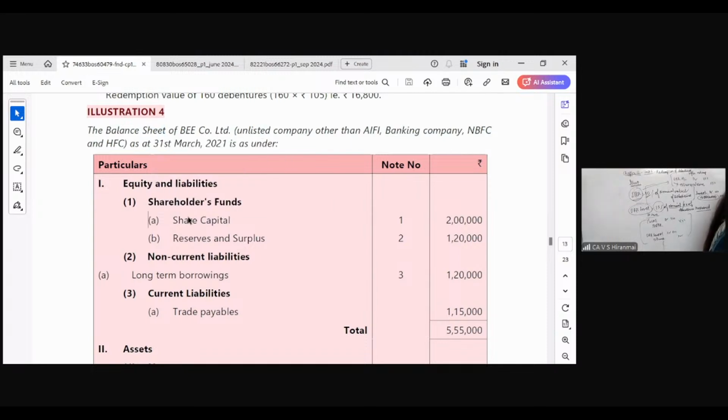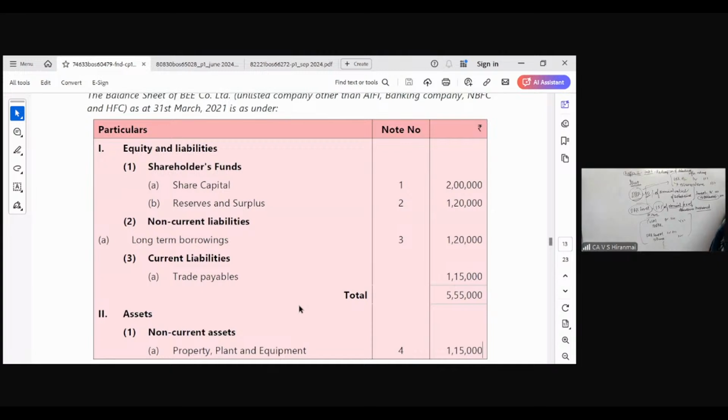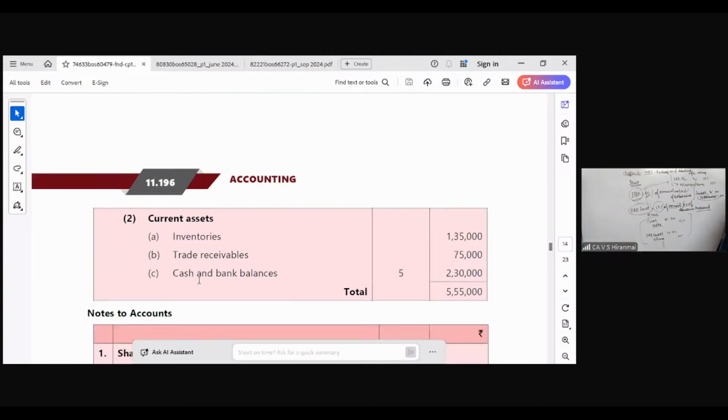Now all of you please see here, equity and liabilities, under share capital I have 2 lakh rupees. Now, reserves and surplus, how much is it? 1 lakh 20. You still don't know the breakup, so don't worry, go a bit down, then you will understand. Next you have the long term borrowings, which is 1 lakh 20,000. And then we have trade payables 1 lakh 15,000. Coming a little lower, we find property, plant and equipment 1 lakh 15,000. And then we have inventories, trade receivables and cash balances. This is the balance sheet given to us of B Limited.